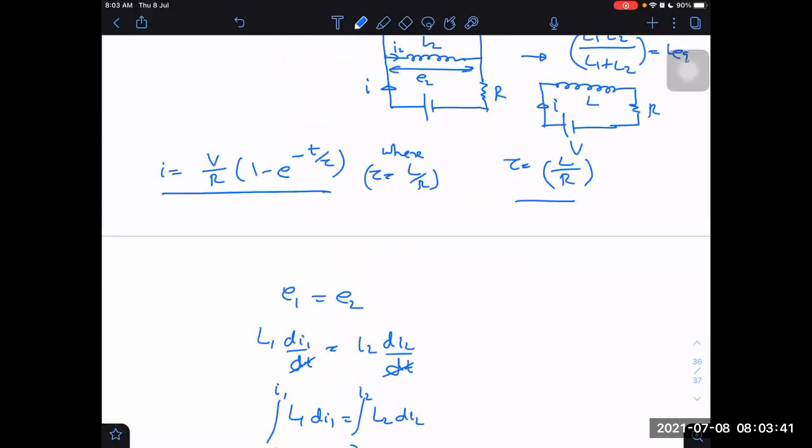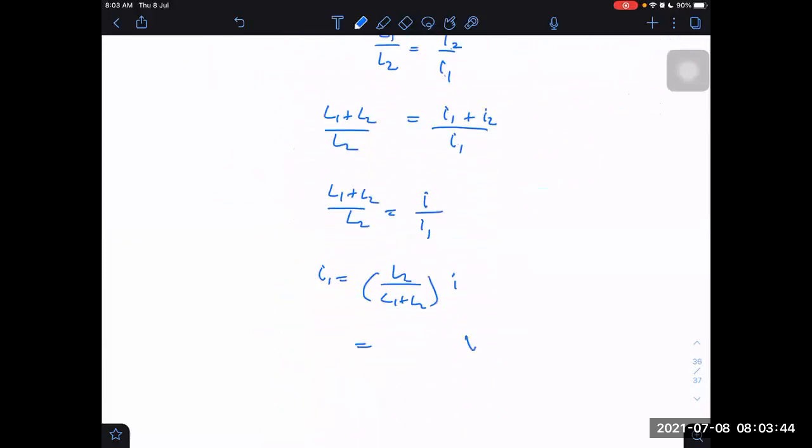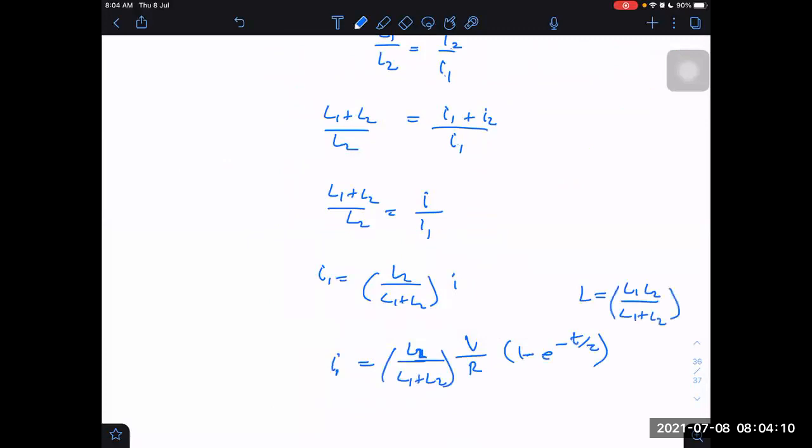We already know what I is here. So I can write now V upon R into 1 minus e raised to power minus t by tau, and this is L2 upon L1 plus L2. That is I1. And what is L? L is equal to L1 L2 upon L1 plus L2. That is it. So now we are getting it effectively. What is the value of I1?